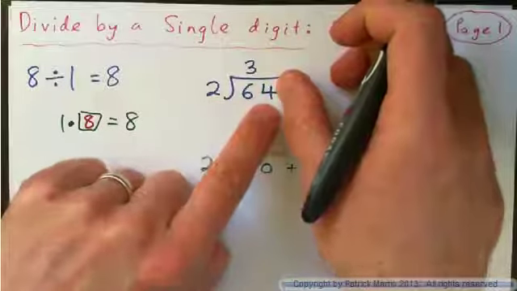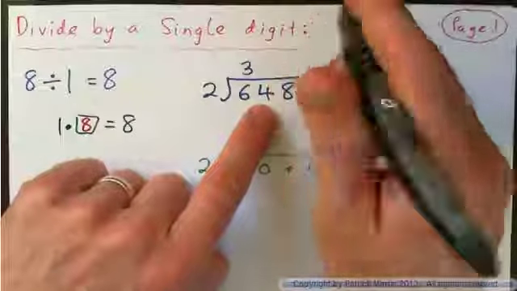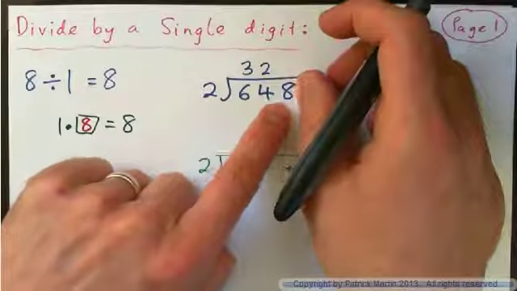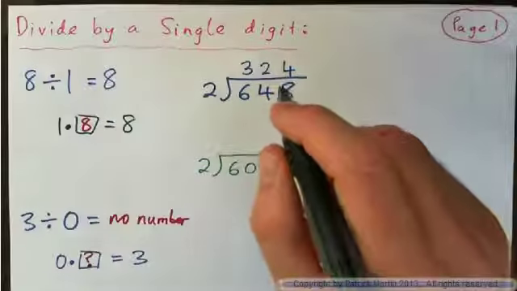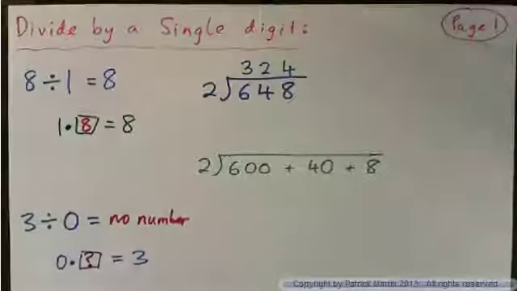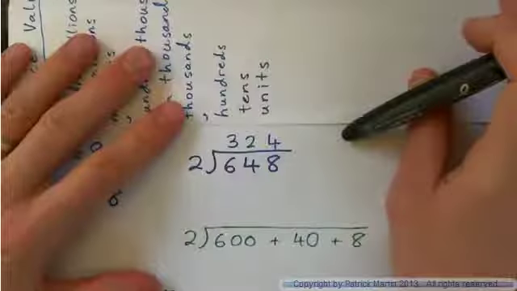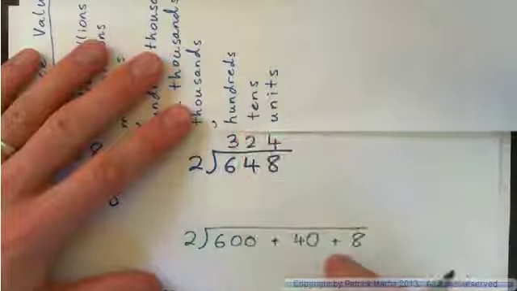Then you go 2 into 4 goes how many times? 2 into 4 goes twice. And 2 into 8, 4 times. And the answer suddenly becomes 324, right? And of course, once again, this is our units, tens and hundreds.